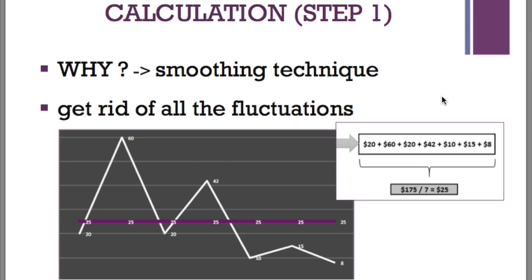Now, why do we sometimes calculate the average of something? It's a smoothing technique. Like this we can get rid of all the unnecessary fluctuations. Sometimes fluctuations can confuse you, can mislead you. So it's not always necessary to be aware of all the individual fluctuations. Like here, 20, 60, 20, 42, 10, 15, 8, and we calculated the average was 25, and like this we get the overall idea, the overall picture, and the overall trend.